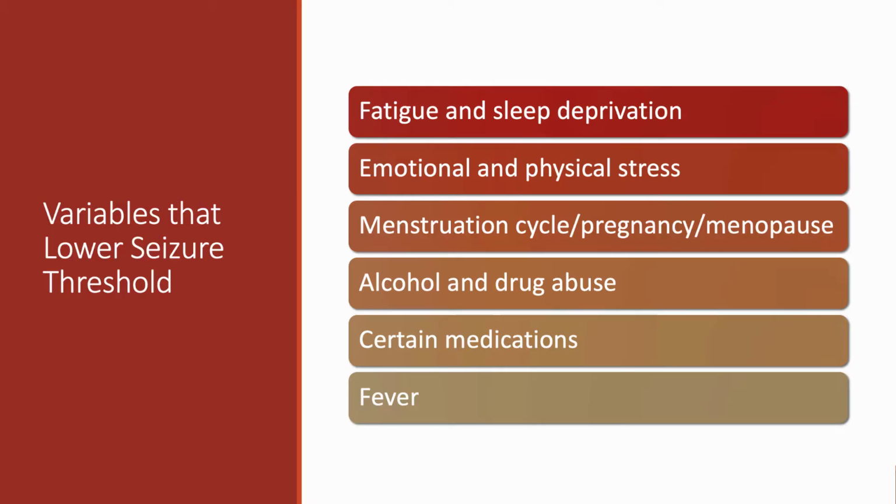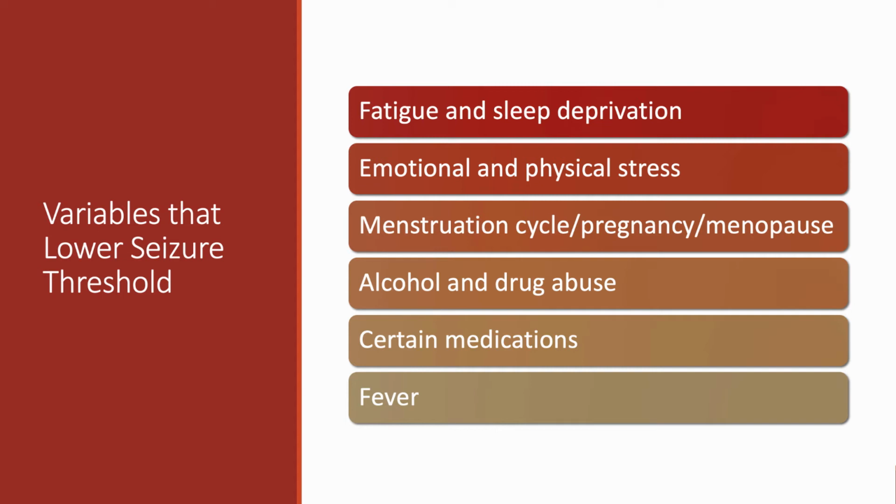So what are the variables that mess with the seizure threshold? Fatigue and sleep deprivation are not the first things that you think of, but they are very common in potentiating seizures. Emotional and physical stress. Menstruation can do it. I've seen menstruation cause all sorts of cardiovascular problems, SVTs, and sudden cardiac death. I've seen that a couple of times. It can also be associated with seizures.